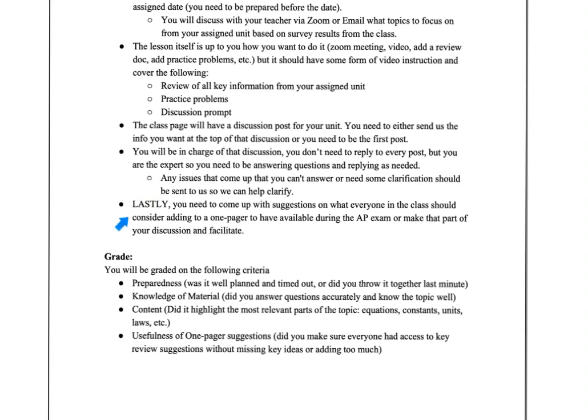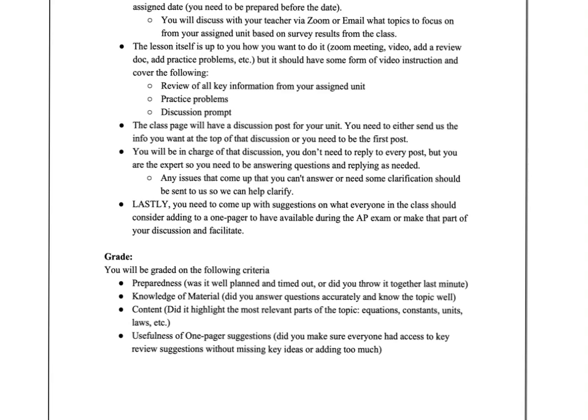And then either as part of your discussion or part of your video, you need to help your class come up with suggestions for what people can put on their one-pager. You're facilitating, or you're telling in your video, whatever you think is appropriate. It could be part of your discussion prompt. People have to make suggestions, but everyone should walk away knowing the main ideas from the unit.